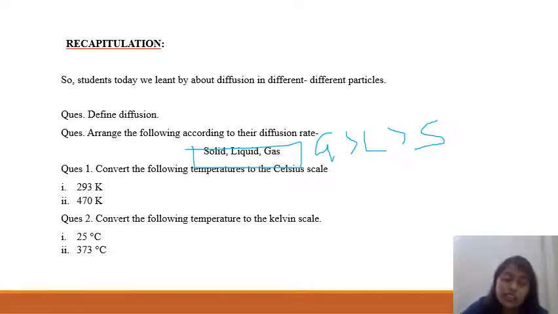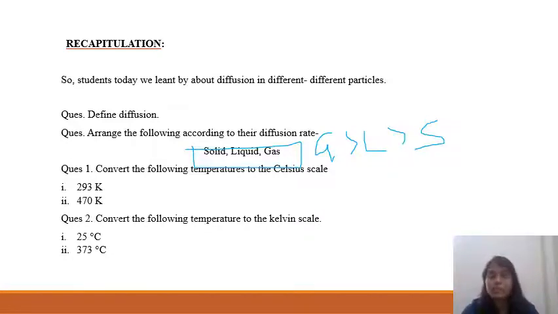And question number 1, this is a practice question for you. You can practice it. Just pause this video and write down this question in a notebook. Convert the following temperature to Celsius scale, 293 Kelvin as well as 470 Kelvin. And question number 2 is convert the following temperature into Kelvin scale. The first one we need to convert is in Celsius scale, and the second question is to convert into Kelvin scale. That is 270 degree, and the second one is 373.